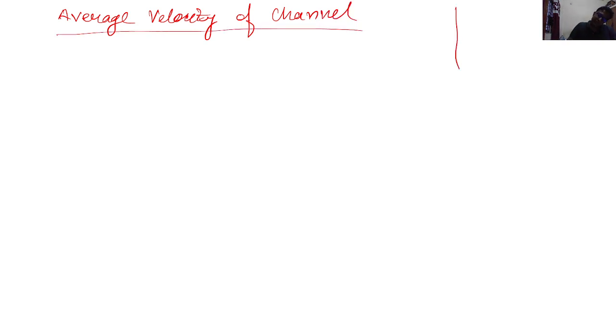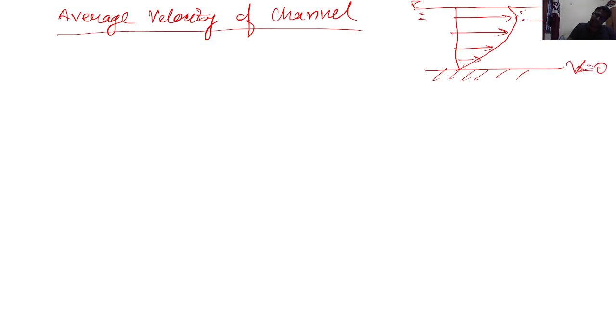So we have seen that the velocity changes a lot. It would look somewhat like this. So this velocity changes a lot. It is zero at the bottom, V is equal to 0, and it is maximum somewhat below the surface of the water. So it is like this.